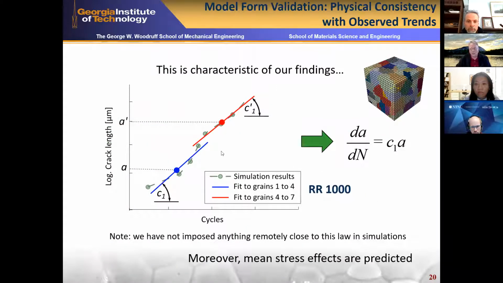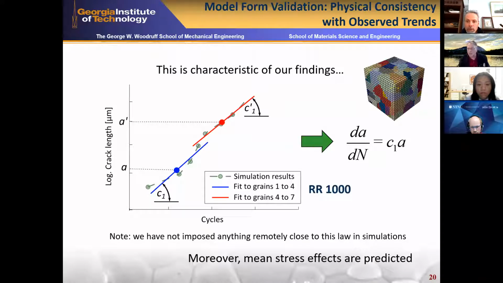Now, a couple of key findings. One of the most important ones is that we find characteristically that the DADN versus crack length relation is nearly linear through the first few grains of propagation. And this was widely observed in some of the early literature on microstructurally small fatigue cracks, for example, from Japan in the 1970s, 1980s, and others.